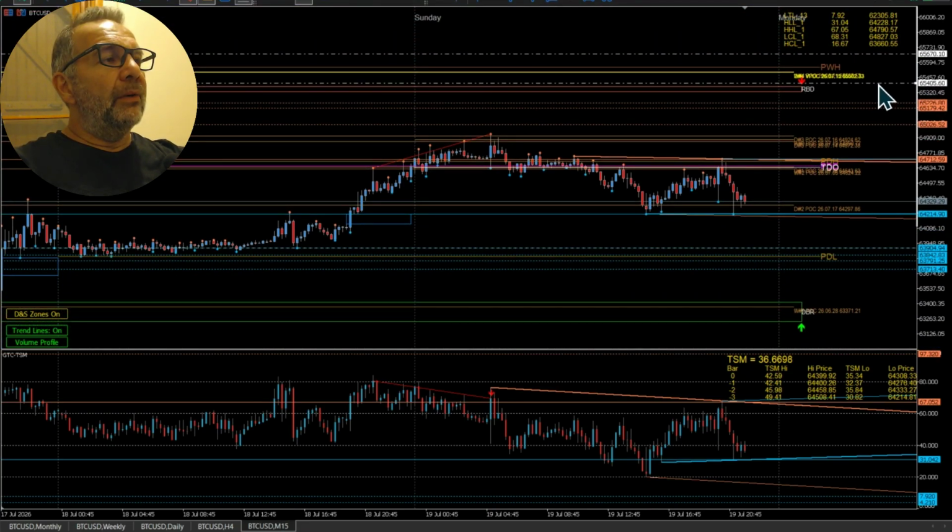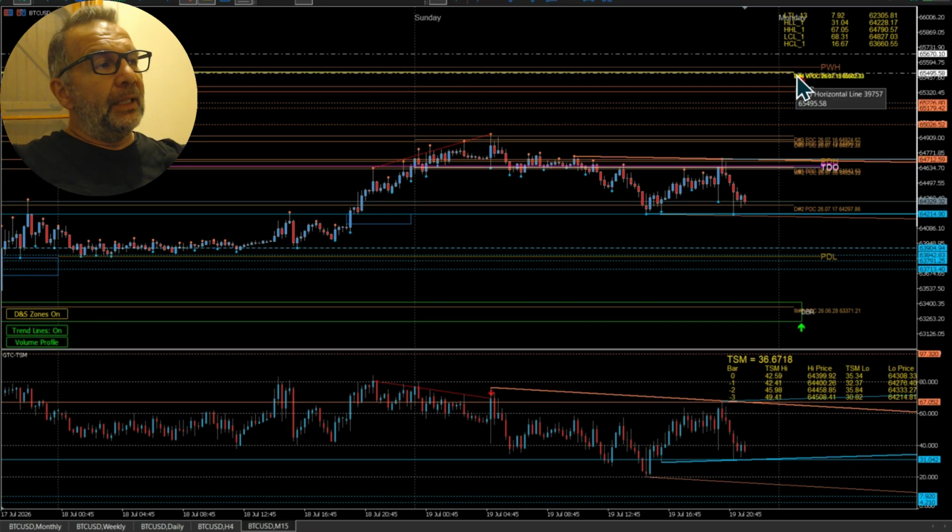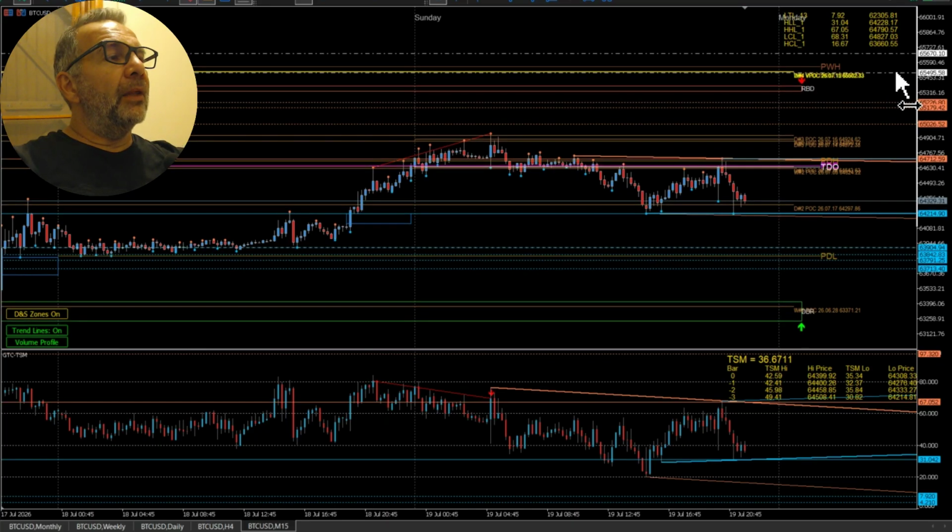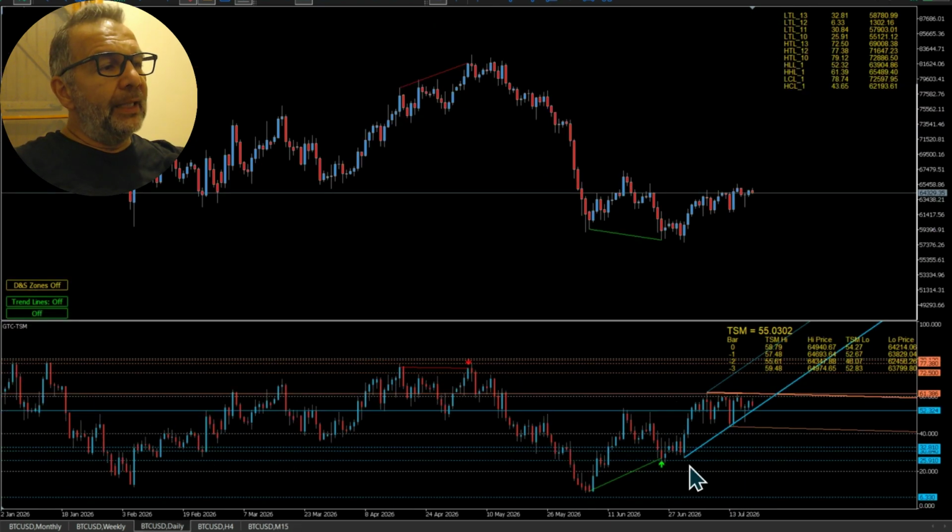It's going to be somewhere around here, which is great. Okay, which is nice. This is a good place to sell. 64,489 is about there, just slightly under. So this zone is a sell zone on the daily and the weekly.